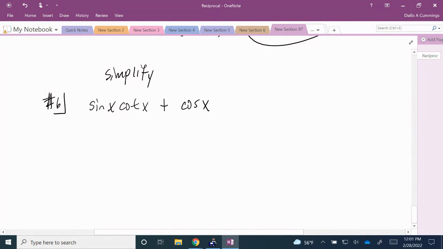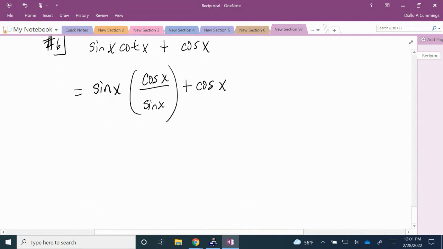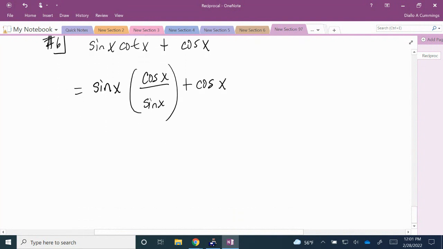So if we look at the first term, we have sine x, right, which is written in terms of sine. So I'm just going to bring that down, times cotangent x. So I'm going to rewrite cotangent x as cosine x divided by sine x. And I'm going to bring down cosine x. All right, so everything is written in terms of sine and cosine. Okay, for the first term, we have sine x times cosine x.